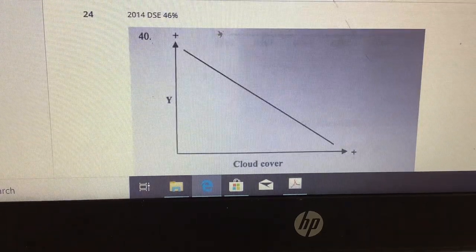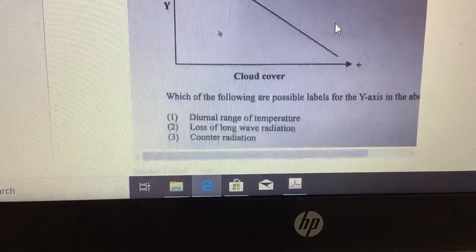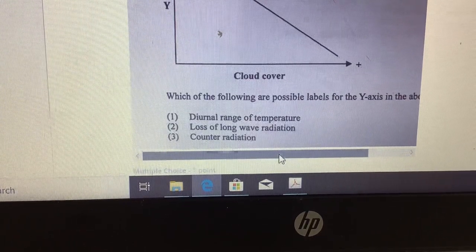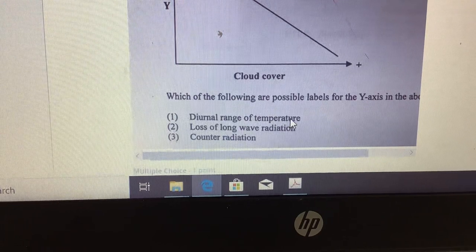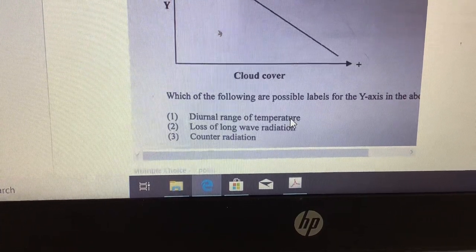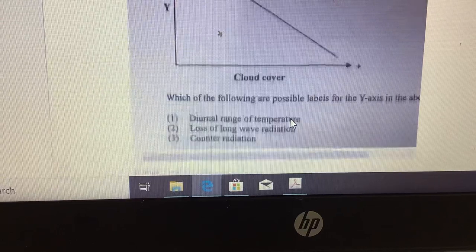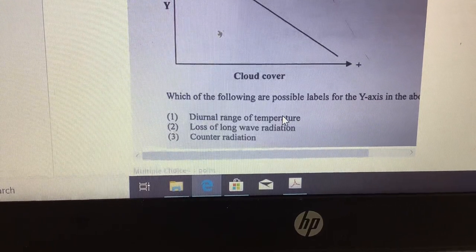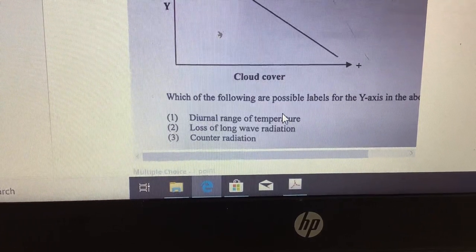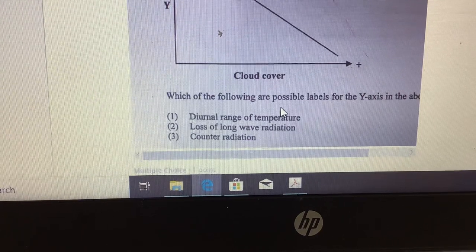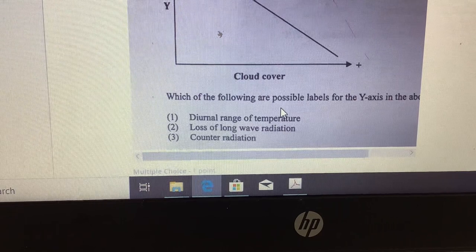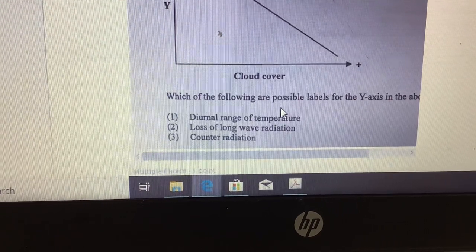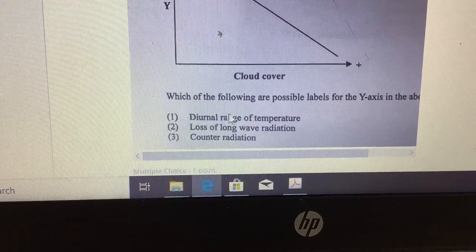Next one. This one is a negative correlation. As cloud cover increases, the diurnal range of temperature will decrease, sorry. Why? Because more cloud cover means more heat is trapped, so the daytime is cooler, and the night time is warmer. So number one is correct.